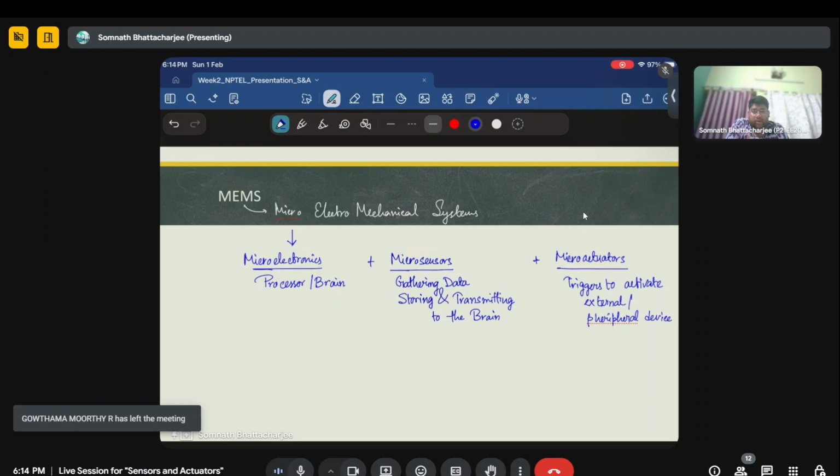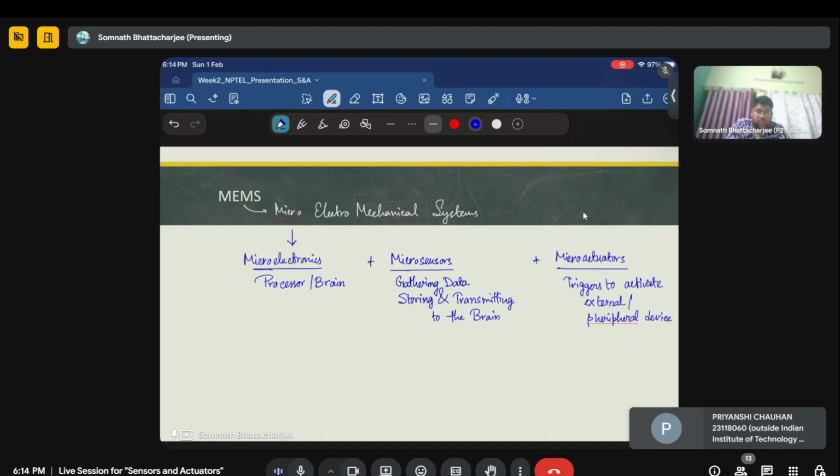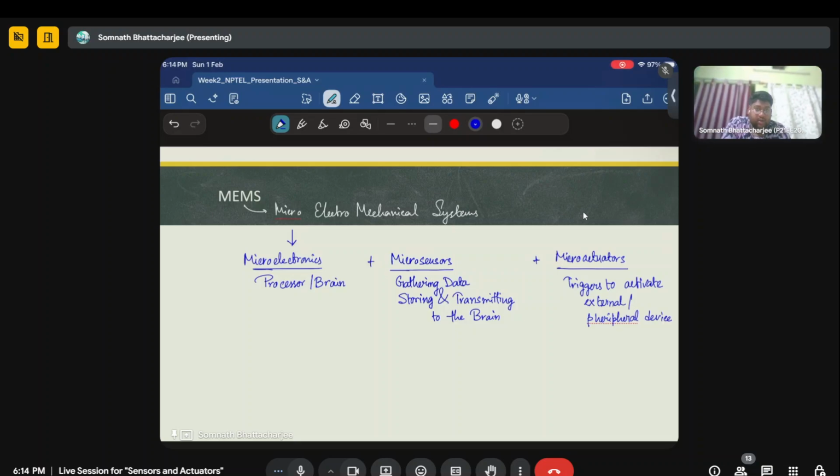From a computer perspective, any mouse or keyboard where you give input to the computer is kind of a microsensor. Then the CPU processes the data and gives output to your screen. That is the micro actuator part, and your CPU is nothing but the microelectronics part. Now, these three are the key parts of this MEMS system.